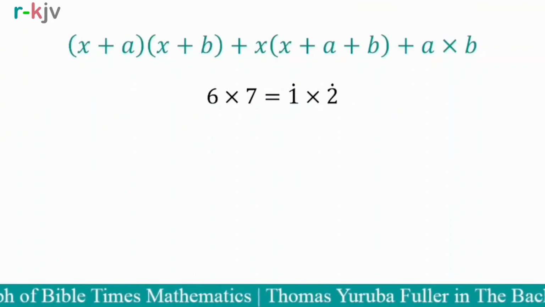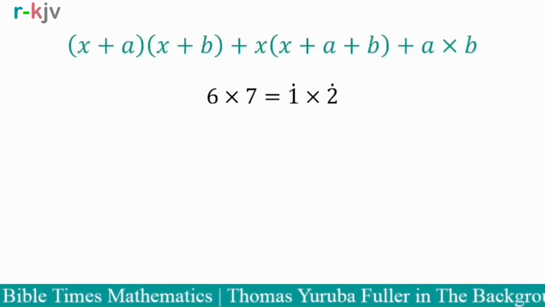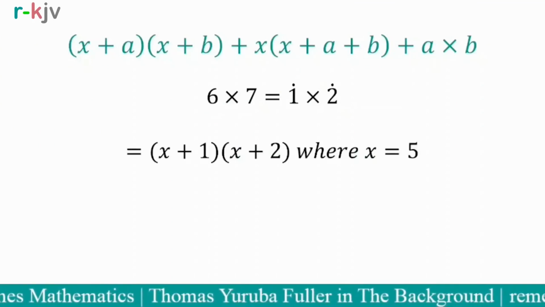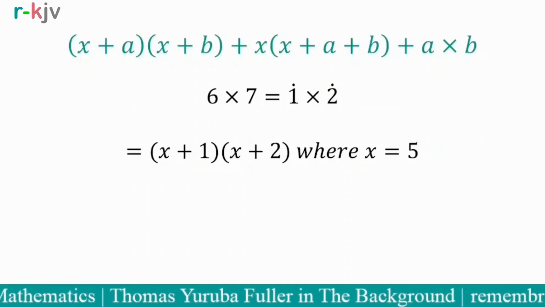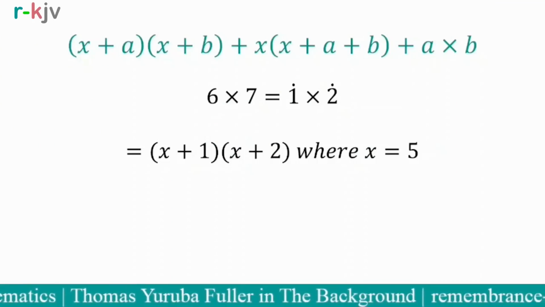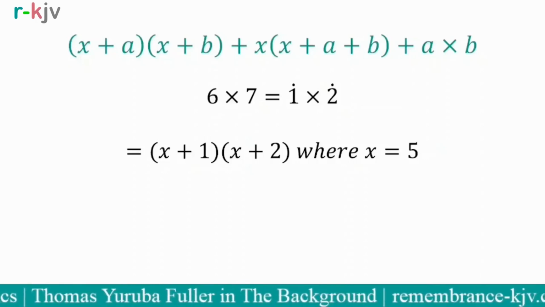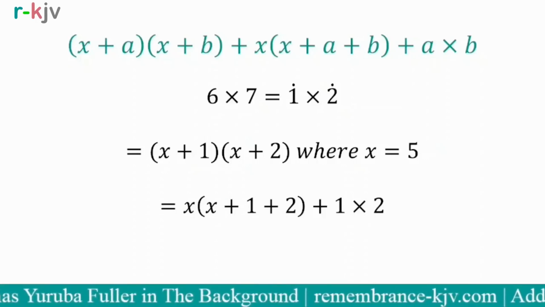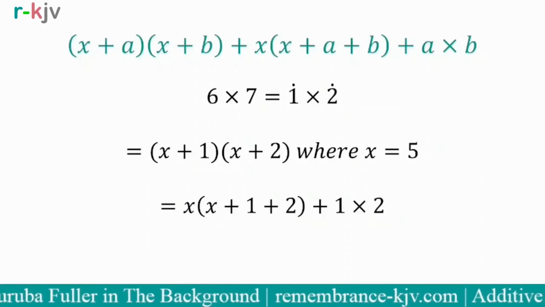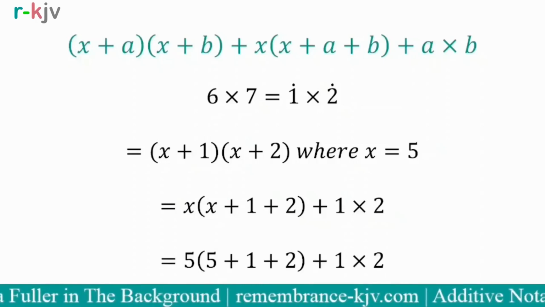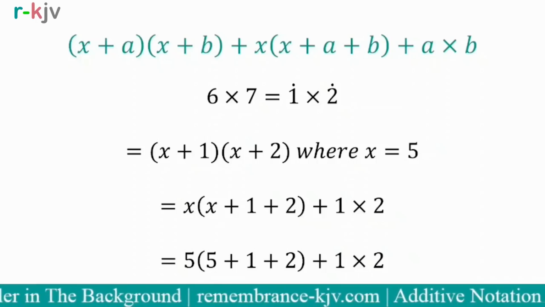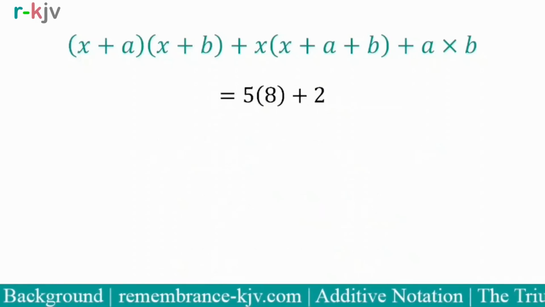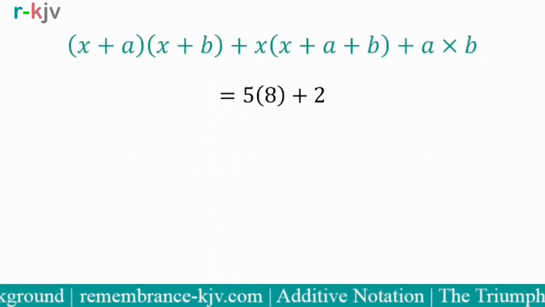6 times 7 is dot 1 multiplied by dot 2. This is analogous to the bracket of x plus 1 multiplied by the bracket of x plus 2, in which x is 5. The algorithm gives the base value, which is equivalent to x plus 1 plus 2, and a unit value of 1 times 2. X is 5, and x plus 1 plus 2 is 5 plus 1 plus 2, which is 8. The calculation gives 8 fives and 2 units, which is 42.